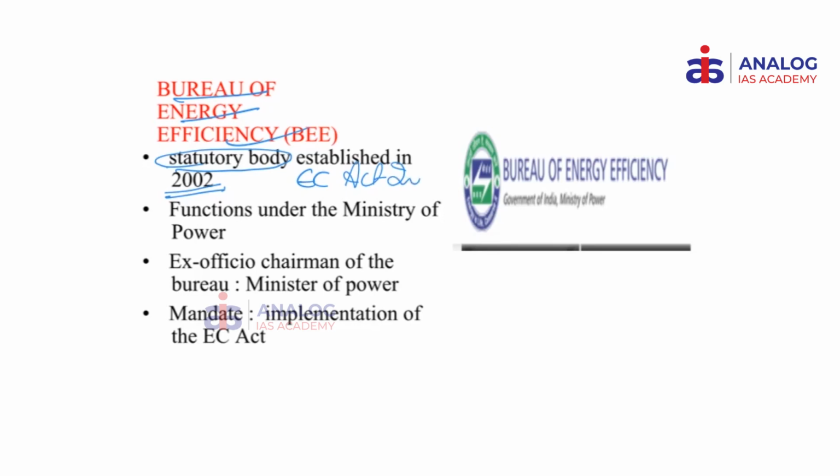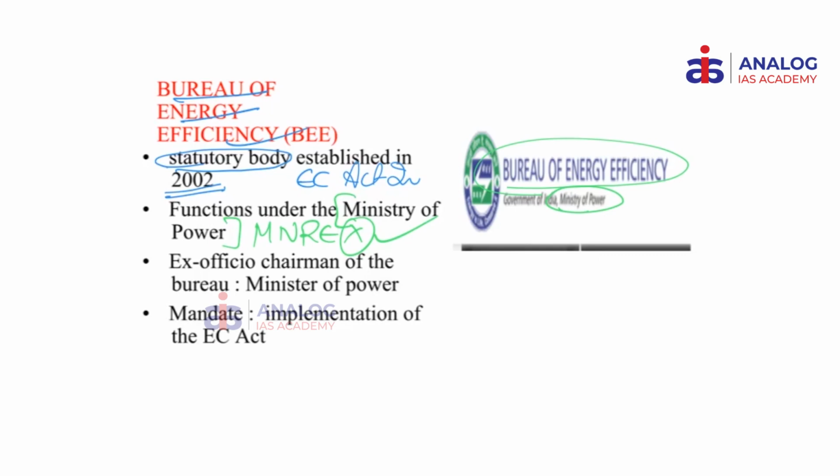The second piece of information that can be used by the UPSC examiner to confuse you is asking about the ministry under which the Bureau of Energy Efficiency comes. So this is an organization under the Ministry of Power. Say if the UPSC examiner says this body is under the Ministry of New and Renewable Energy, it is a mistake. People get confused with this often.